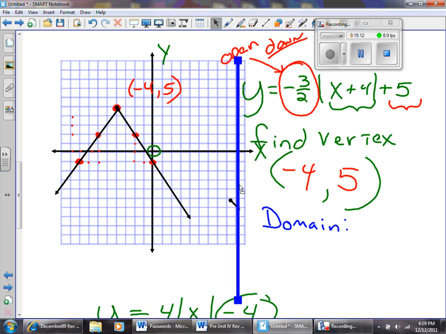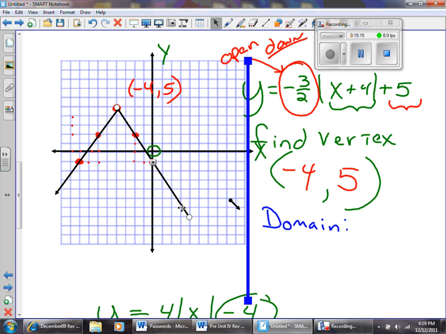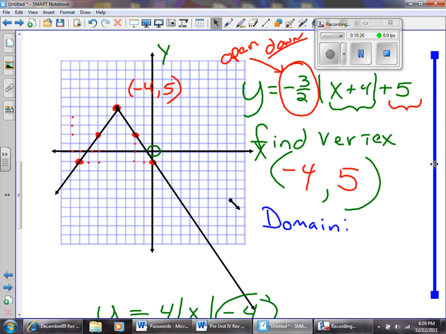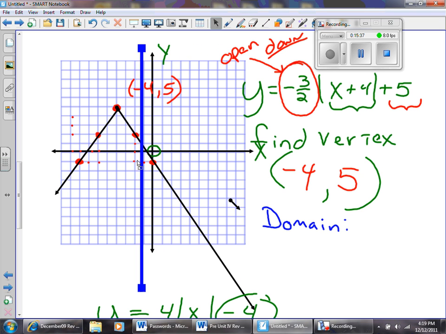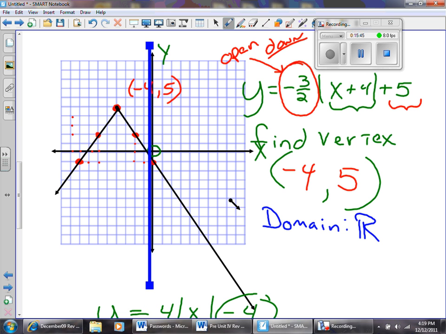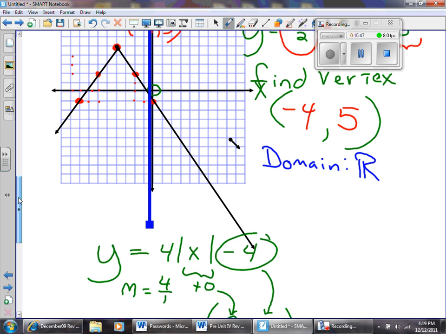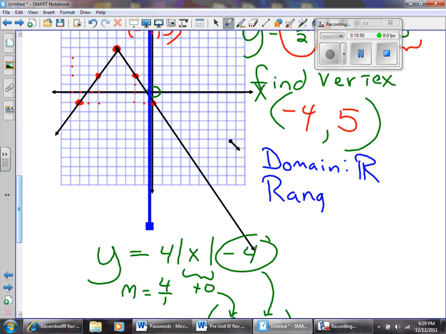No, because even when I'm way out here, if I extend this guy long enough, look at that, he hits, right? Okay. If I move this out here, I would need a bigger smartboard, but eventually the V would cross the blue line. So there's no positive value that X is not allowed to be. There is no negative value that X is not allowed to be. And X can also be 0. So that means my domain is all real numbers. All right. Now I need my range. My range.